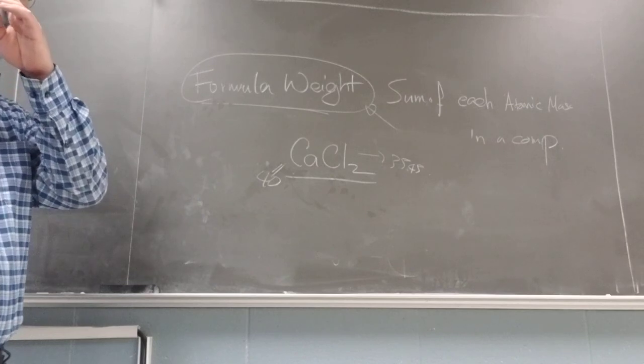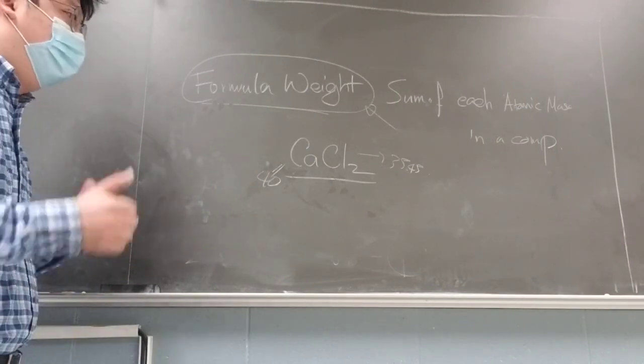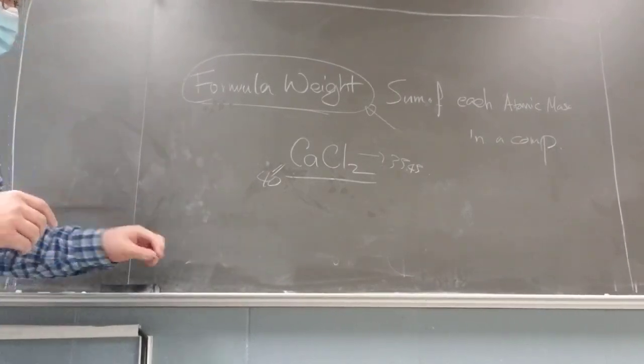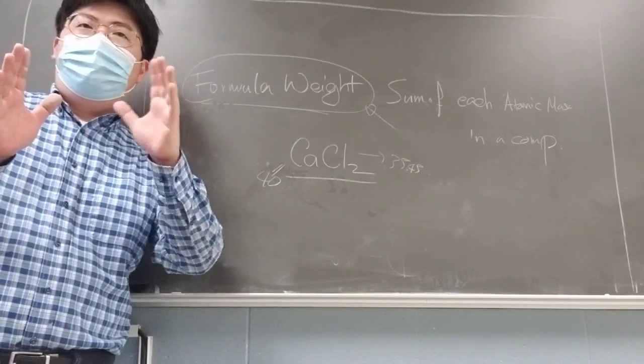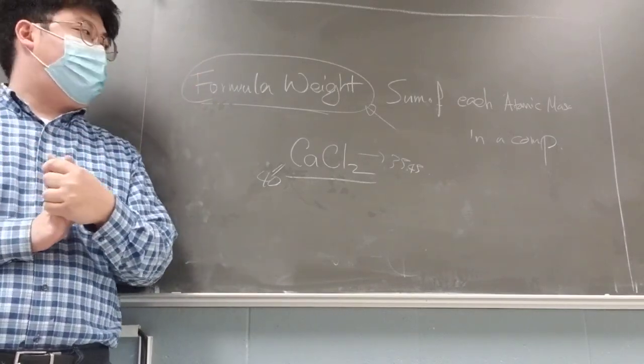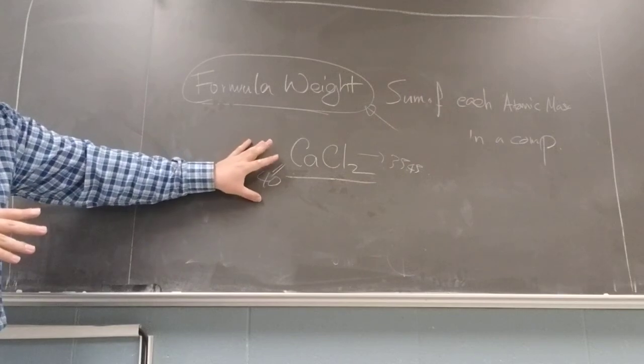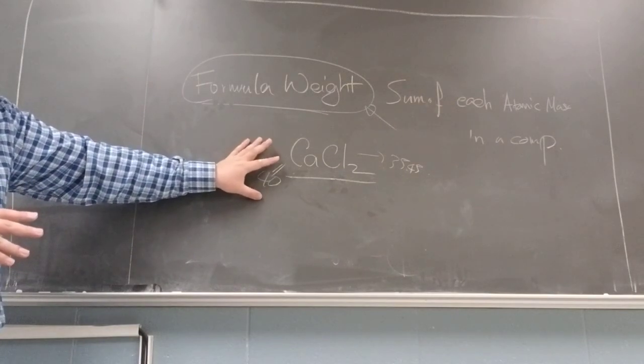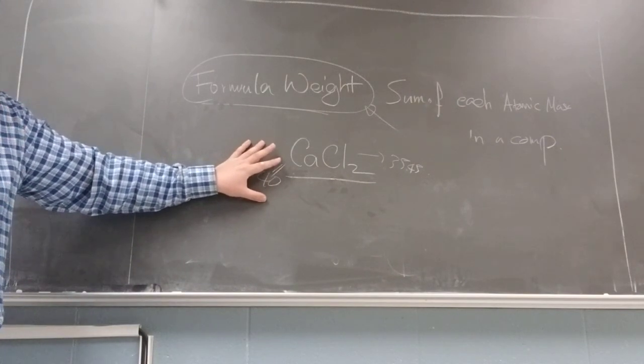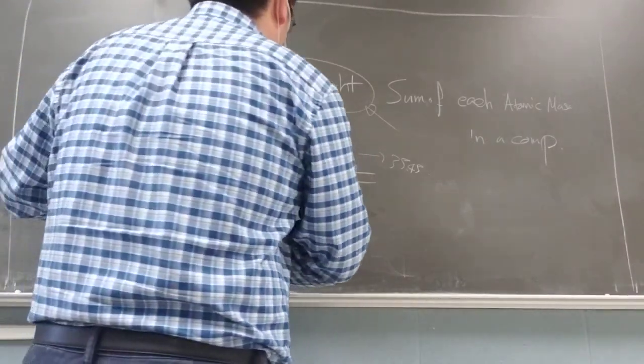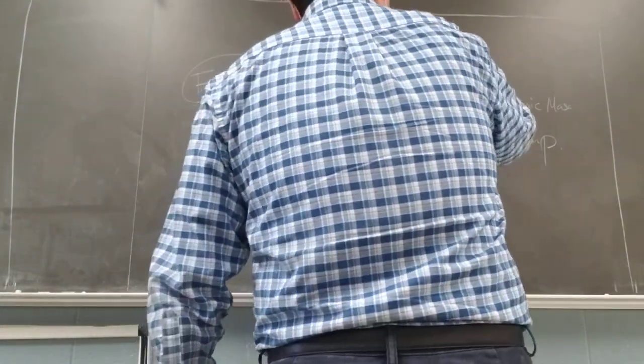So it'll be 110 point something. If you got a number somewhere around 110 point something, that is perfect. So this is how we do the formula weight. Makes sense, right? Can I move on? Okay, perfect. Let's move on.